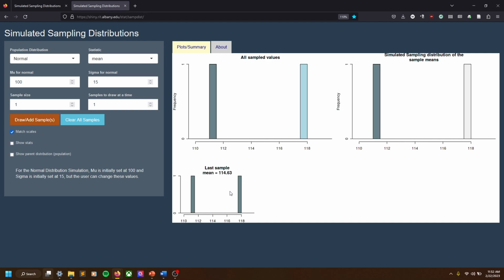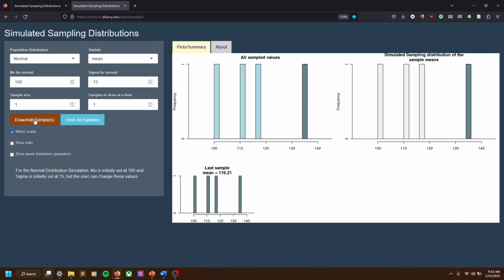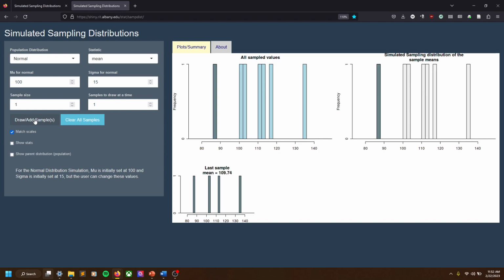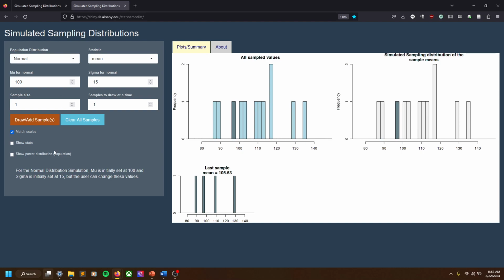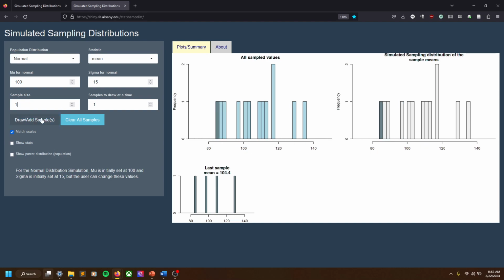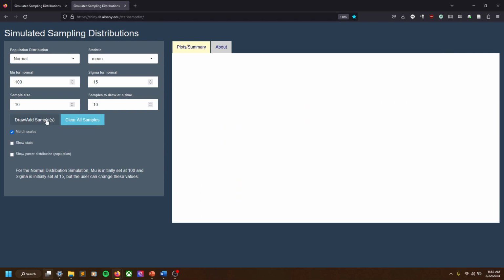Right, and that's what shows down here: it's telling you the most recent sample mean. And so if we continue doing this, just like the other one, we'd slowly work towards a normal distribution here, because our population distribution is a normal distribution. But let's go ahead and kick it up. Let's do 10 and 10.